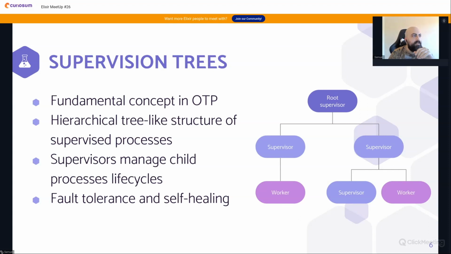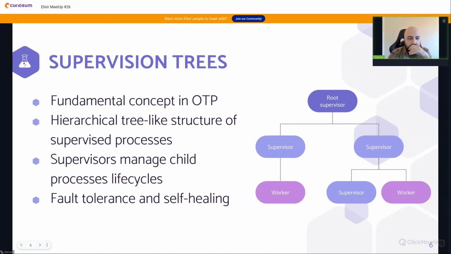And when, let's say, the supervisor here on the left crashes, it will be responsible for all the child processes that are beneath it. Also, each supervisor in the supervision tree can have its own supervision strategies and options that don't need to be the same as the root supervisor.